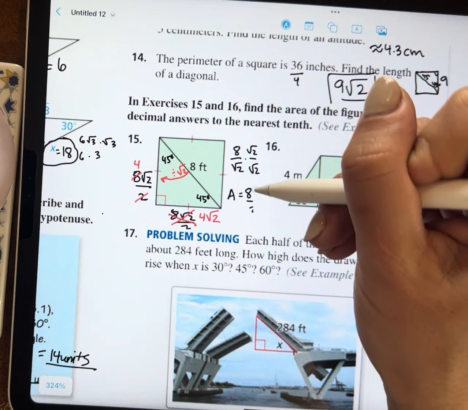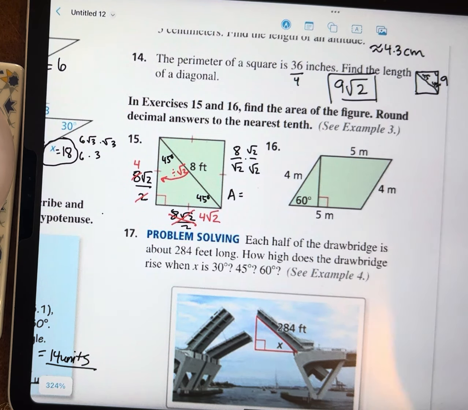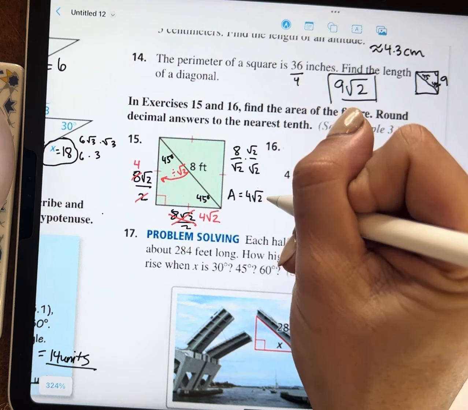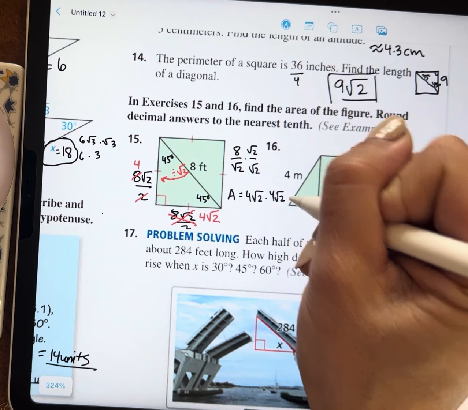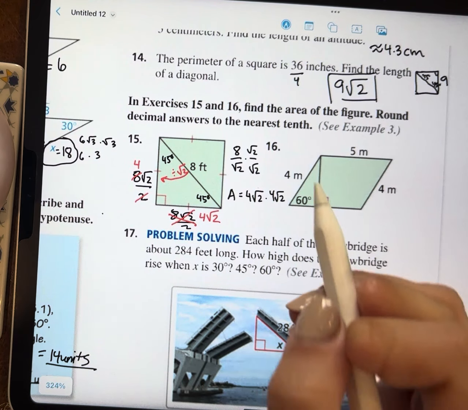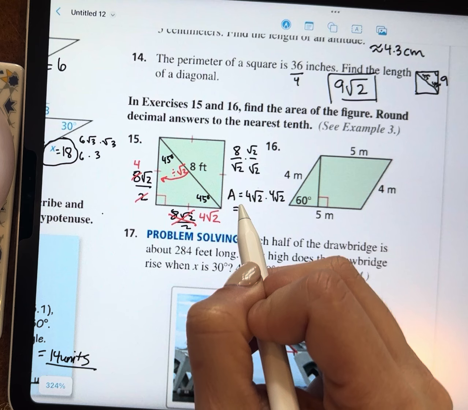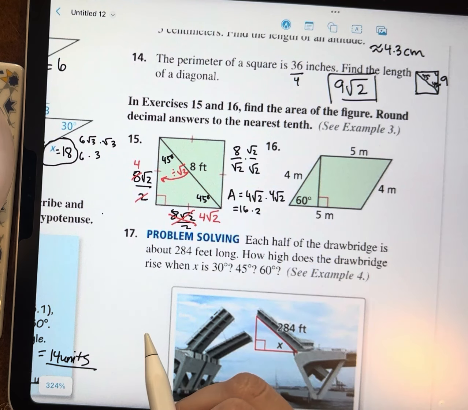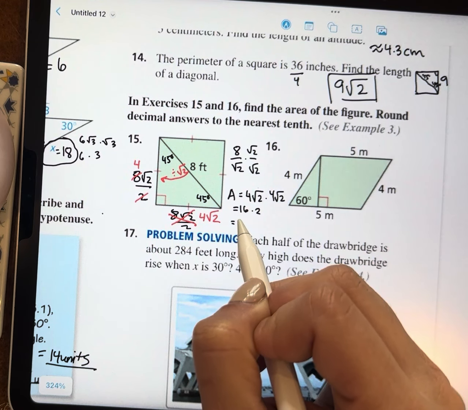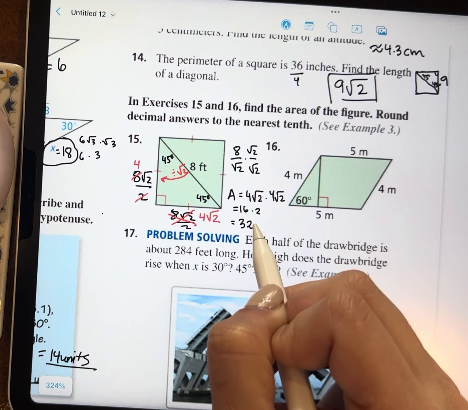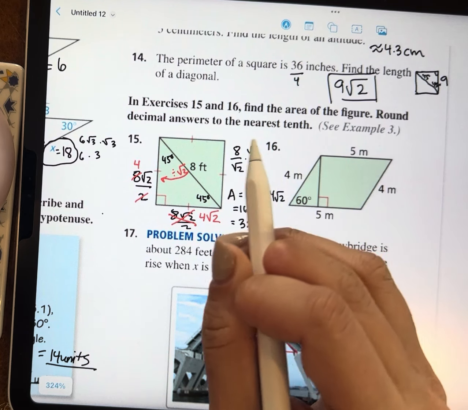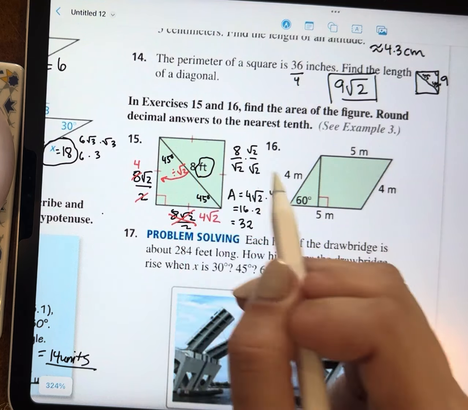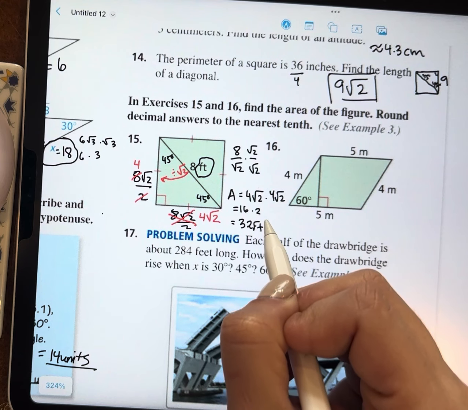Now let's go back. That makes our area equal to 4 rad 2 times 4 rad 2. 4 times 4 is 16. Rad 2 times rad 2 is 2, which makes this area 32 units. The units are feet squared.